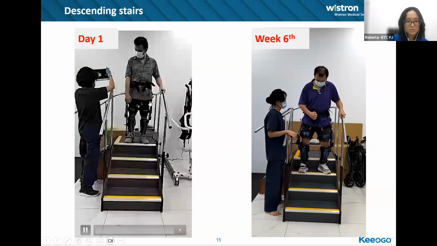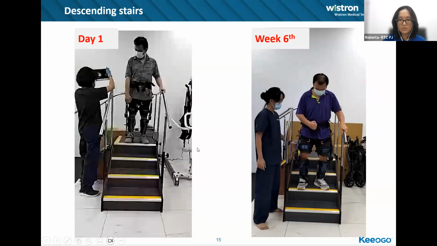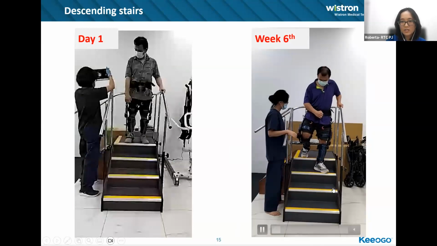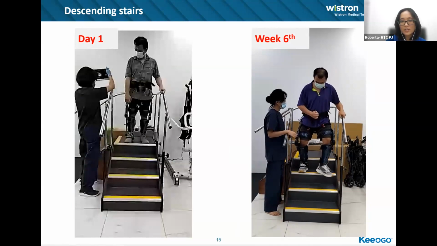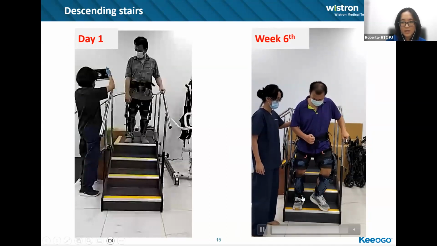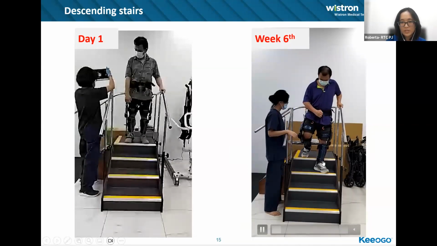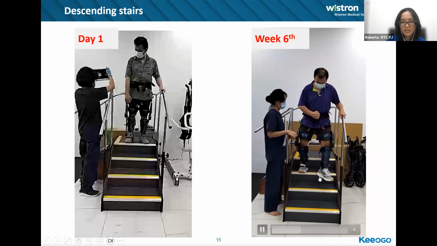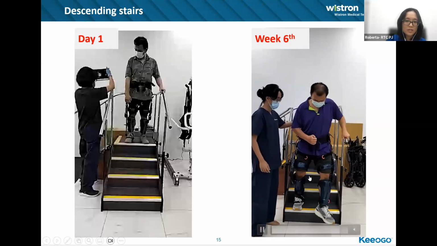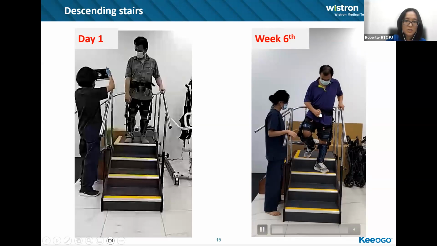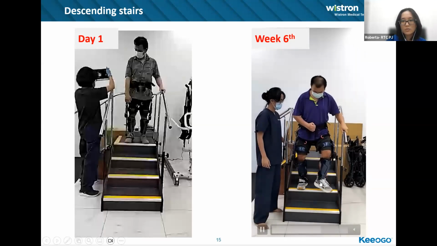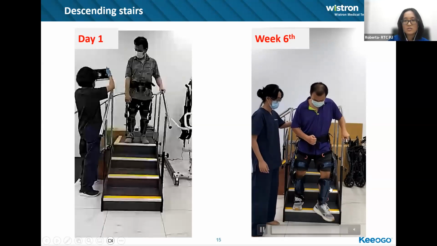I think the video is not working well, but okay, just let you all see. So basically, for stroke patients, they usually go downstairs with the affected side first. But as you can see from this patient, he can go down with the non-affected side because he has gained his supporting on the affected side. So he has a stronger right leg stability. So that's why he can come down with the left leg first.